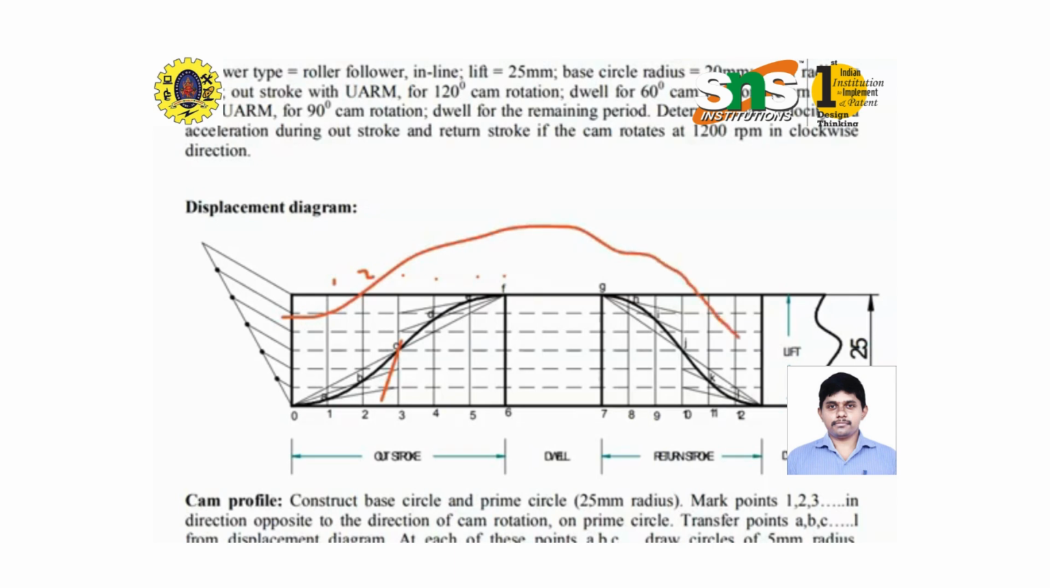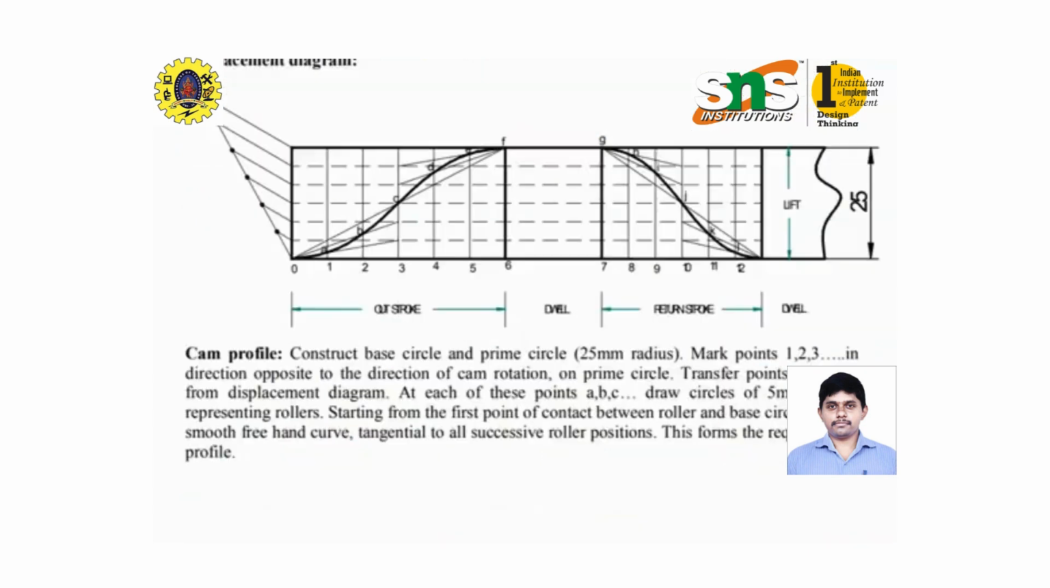uniform acceleration and retardation. So if you see this diagram it resembles a curve shape, not sharp edges. Suppose I draw the line like this, it means it is not a smooth curve, whereas it should represent uniform acceleration and retardation. So kindly don't make this mistake while solving this problem. Okay, so once all this diagram is made, following that we need to go for the cam profile diagram.